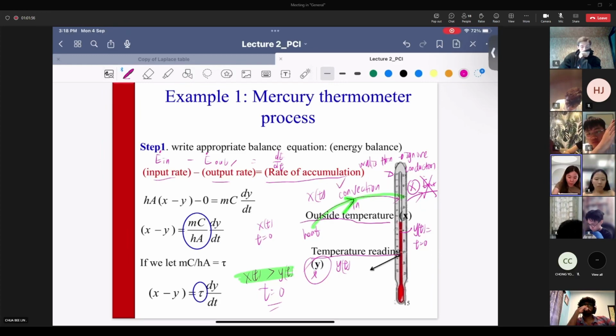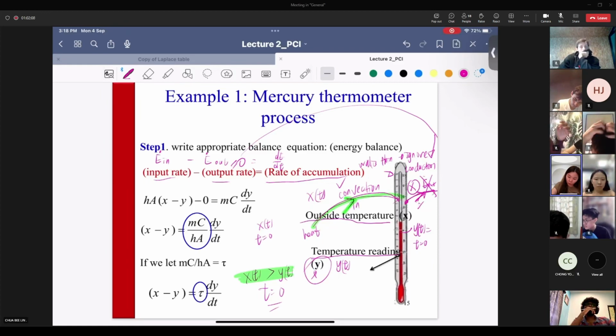So therefore, this one will give you 0, because heat only transfers into here, and there is no heat transfer from this point to here. Therefore, you do not have the E out. Cancel. You do not have the E out. So you only have the E dot in here.